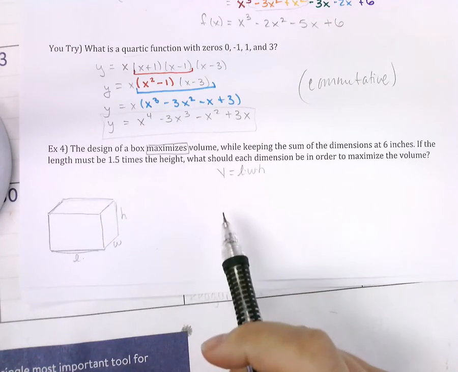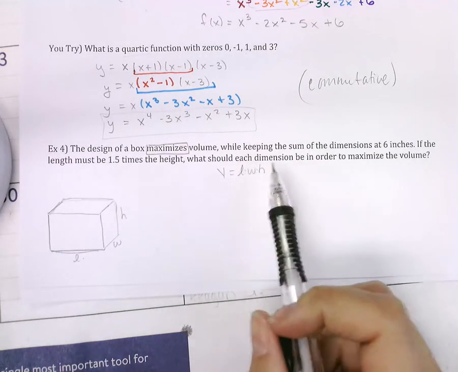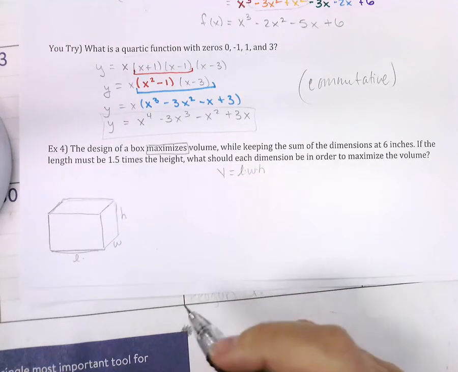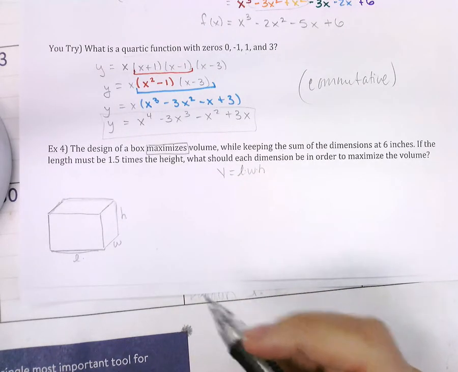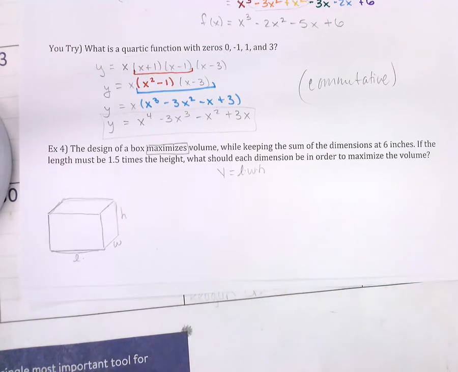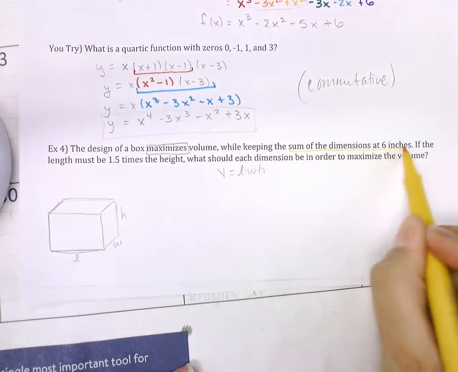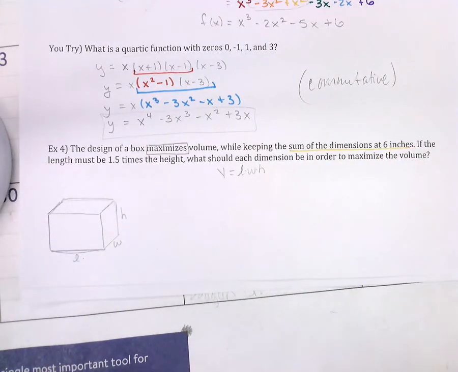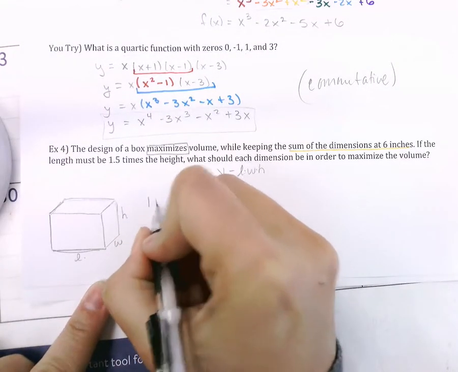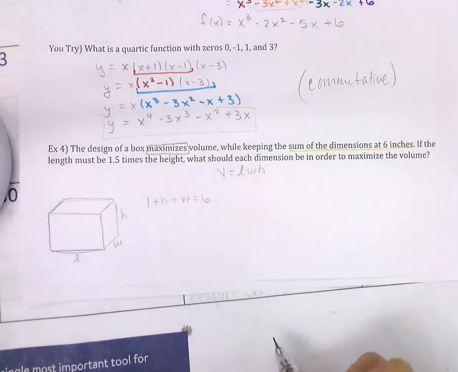The only letter we can type in is x, and there are other letters up here, okay? So we need to type in something that's all one letter, and then we're going to make it the letter x. Now, it tells you in the question a few things. It says the sum of the dimensions is 6 inches. So I'm going to write that down. The sum of L, H, and W is 6.